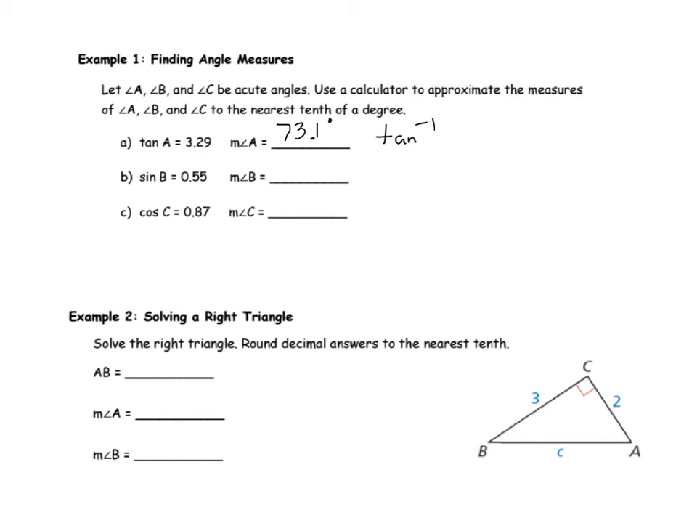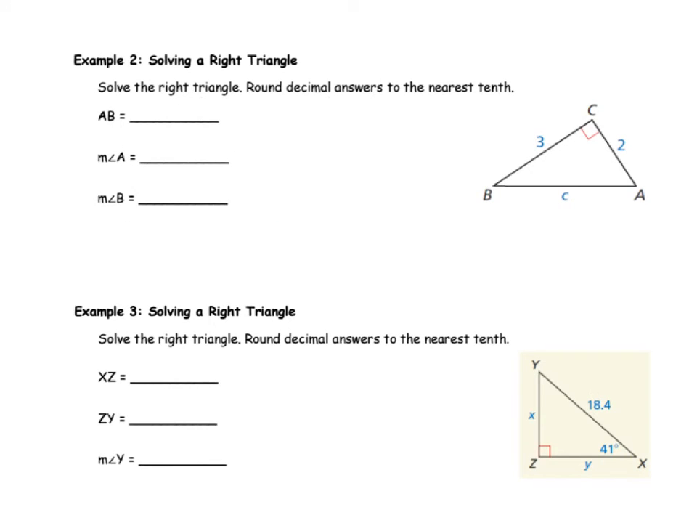Sine of B, I'm looking for the angle, so that means I'm using the inverse of sine this time. So second sine, 0.55, hit enter, and I get 33.4 degrees. And next you have cosine of C equals 0.87. Looking for the measurement of the angle C, so therefore we're using inverse of cosine. When I type that in, we get 29.5 degrees.